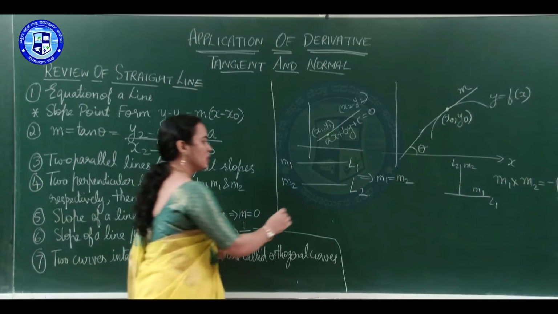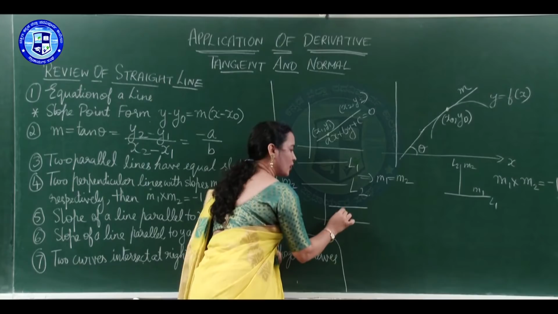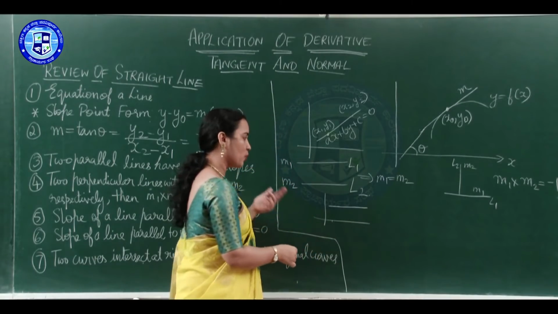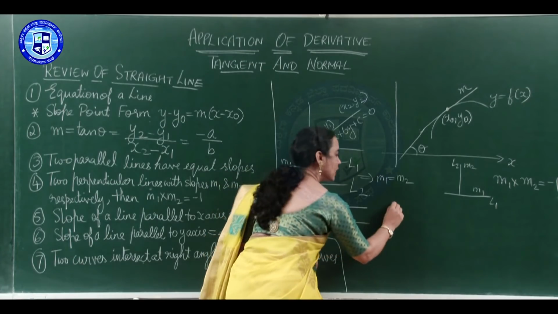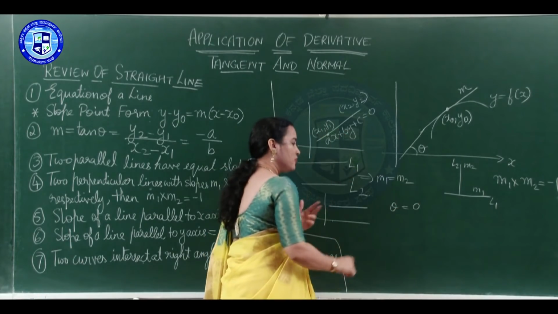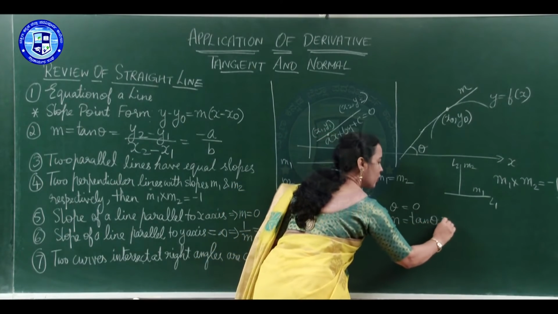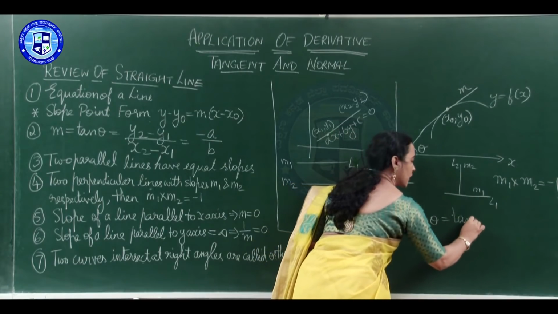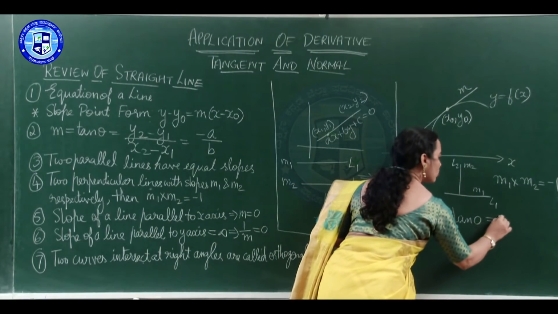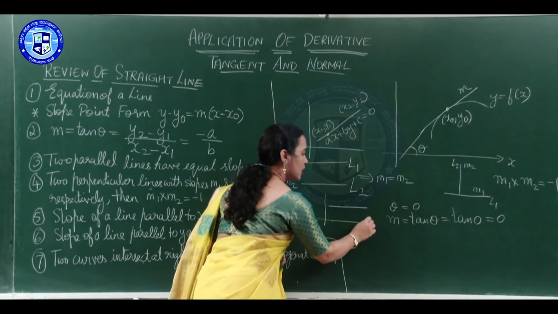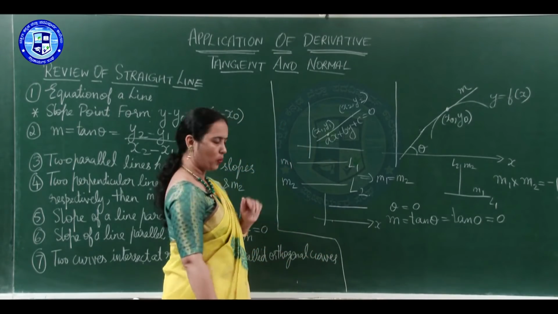Next, if a line is parallel to x axis, what does that mean? The slope will be 0. How is the slope 0? Because if a line is parallel to x axis, then theta will be 0. If theta is 0, we find the slope using tan theta. Here theta is 0, so tan 0. What is tan 0? It is 0. So if a line is parallel to x axis, then the slope will be 0.